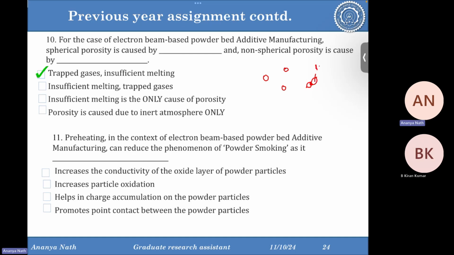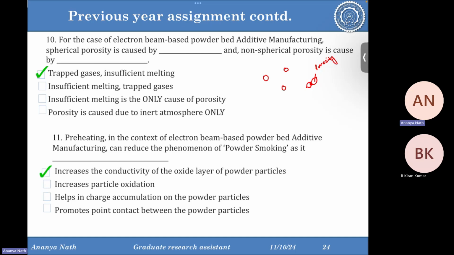This is the porosity. Then that is because the unmelted powder particles got entrapped inside the porosity, or there is not enough overlapping between the tracks, hatch distance is not proper. So these are the causes of this type of irregular porosity.